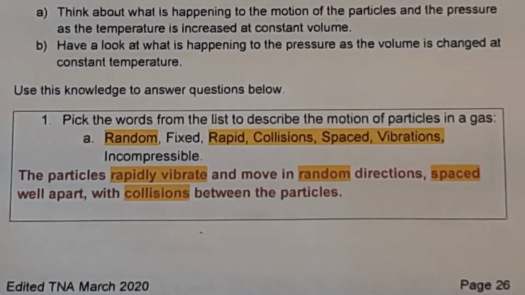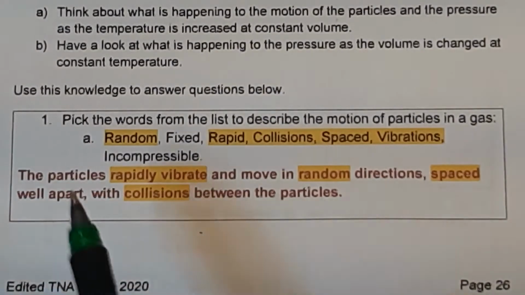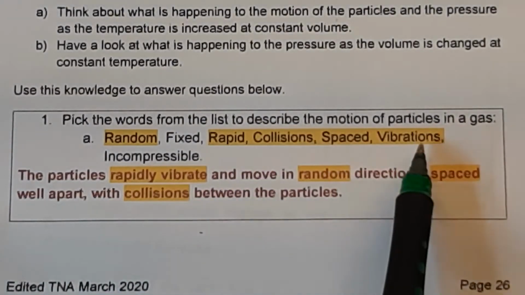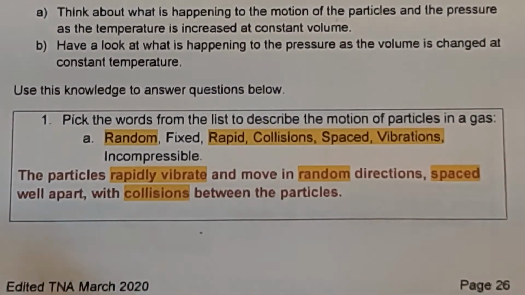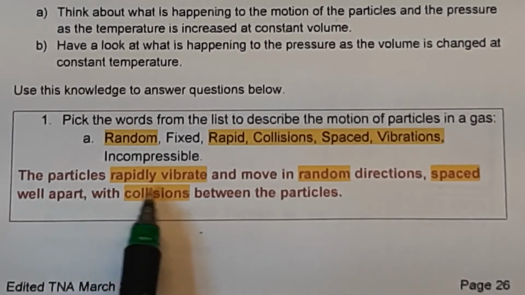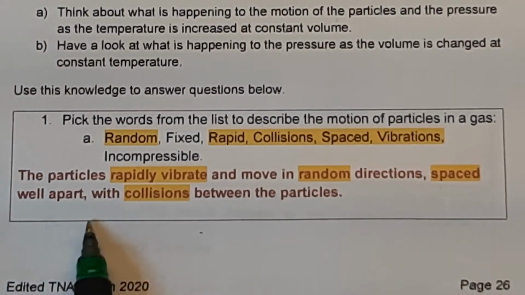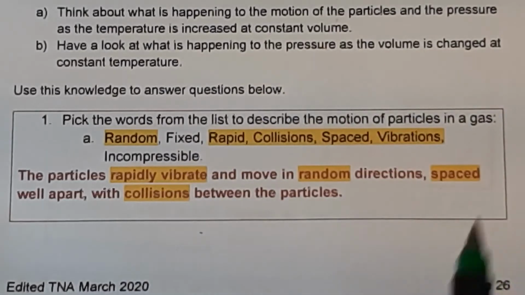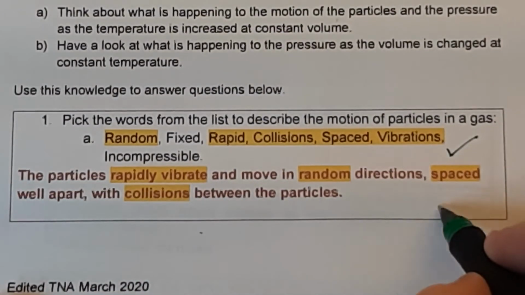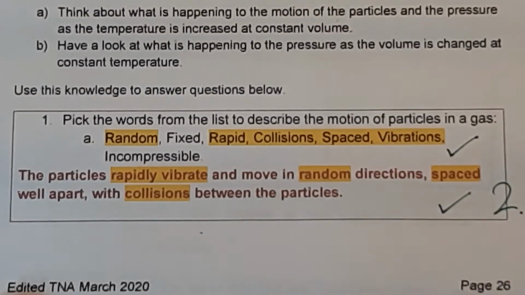Okay, so the words you need to select were random, rapid, collisions, spaced, and vibrations. And I've put them into an example sentence, which if you haven't got one, I'd like you to write out. So the particles vibrate rapidly or rapidly vibrate and move in random directions spaced well apart with collisions between the particles. That's an example sentence. You may have a very different one as long as it's using the same words. Okay, and you get a mark for getting all 5 correct words and a mark for putting it into a sentence. So that's out of 2.